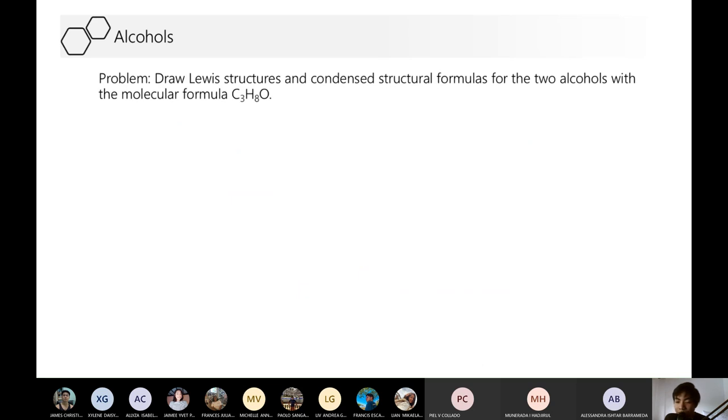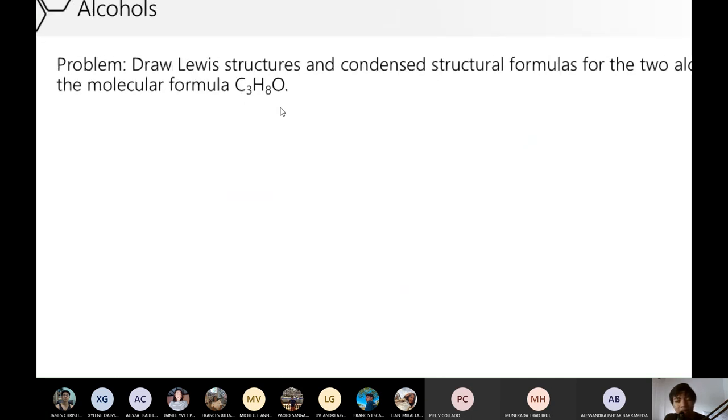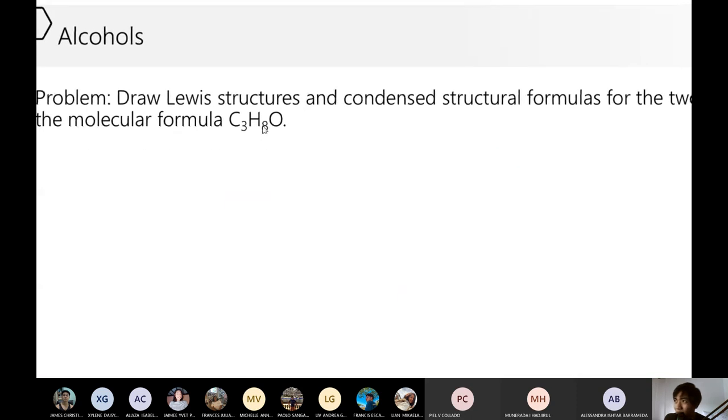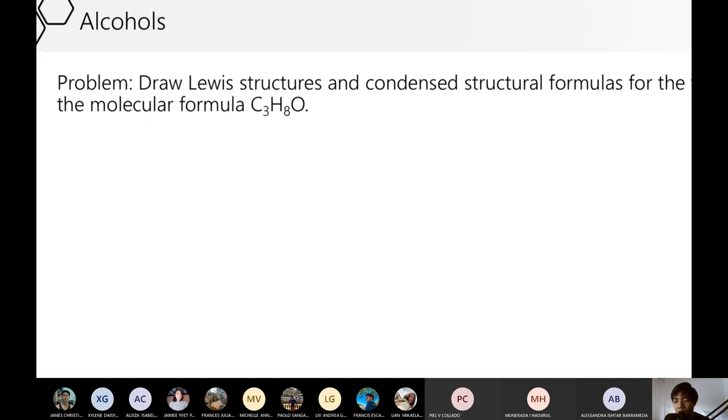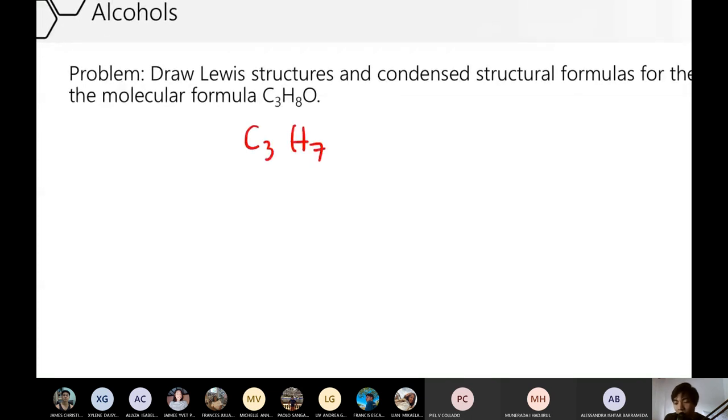So, that's alcohol. Okay, so, let's try this. So, draw the Lewis structures. Ano sabi dito? Draw the Lewis structure and the condensed structural formula for the two alcohols with the molecular formula C3H8O. Okay? So, kunwari, gagawa daw tayo ng alcohol out of this formula. Parang yung ginawa lang din natin to kanina. Automatic, gawin mo yung H and O, pagdugtungin mo na. So, kunin mo na yung isang H at isang O. So, you have C3H7, tapos may OH ka na agad. So, yan. Ikaw na bahala magdugtong dito. So, pwede mo gawin ganyan.